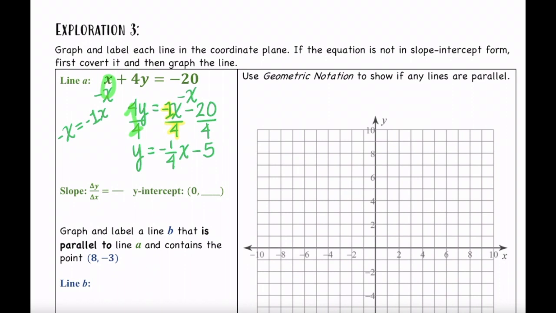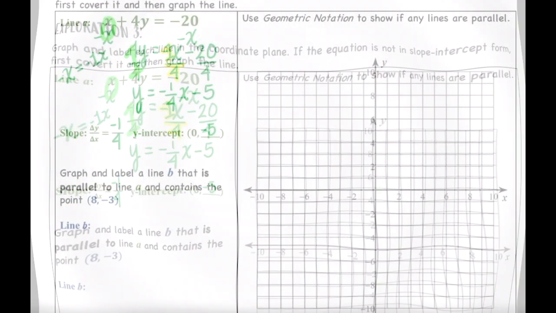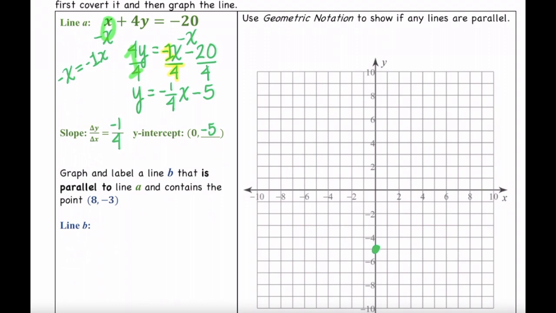Okay, so now that it's in slope-intercept form, we can clearly identify the slope as negative 1/4, and my y-intercept, when I plug in 0 for x, is at (0, negative 5). So here we go, let's go ahead and graph. Starting at (0, negative 5), my slope here is negative, so that means I'm going to be going down and to the right. So down 1, to the right 4. There's another point. Down 1, to the right 4, another point.